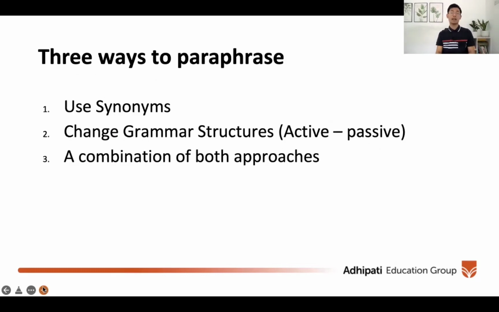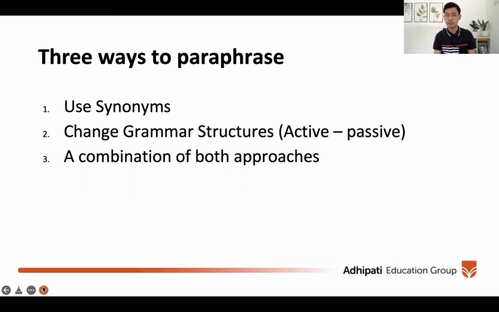There are actually more than three ways to paraphrase, but I have picked only three, which I think are easier and quite effective to do within the time frame that we have in the exam, because we don't really have much time to paraphrase, to speak, or to write in the test. So I'm going to give only the three easiest ways to paraphrase.